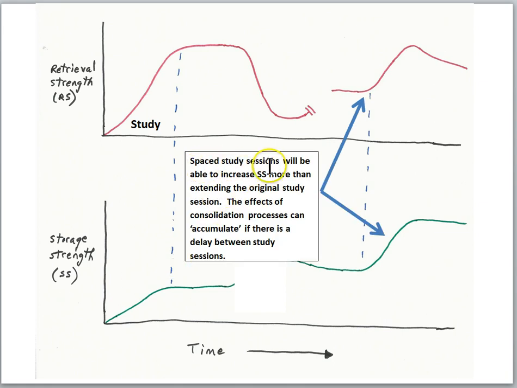So spaced study sessions will be able to increase storage strength more than extending the original study session. The effects of consolidation processes can accumulate if there's a delay between the study sessions. Again, we don't want to keep on studying here because consolidation is a biological process, and we're not allowing it to happen if we keep on engaging the study material. We want to space out our study sessions. Sleep is also an important process there, but by doing so, we're going to be giving the brain opportunities to boost storage strength for that information.